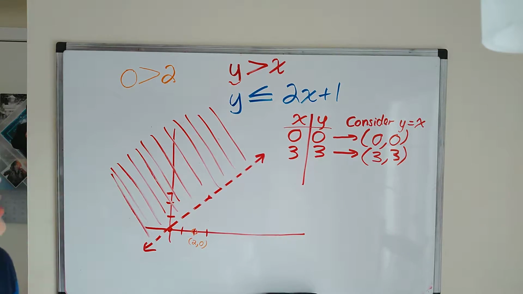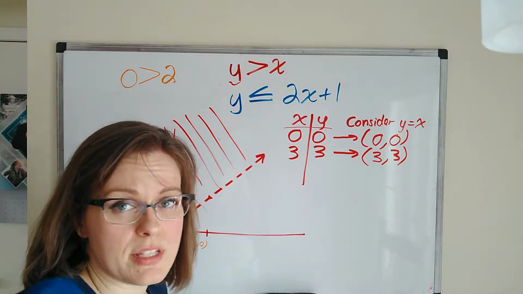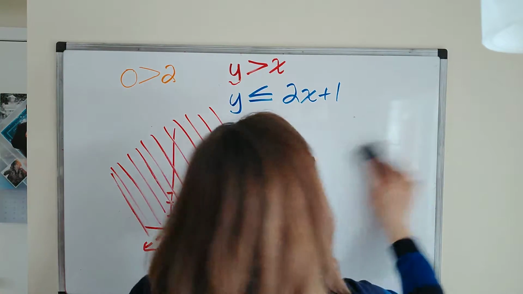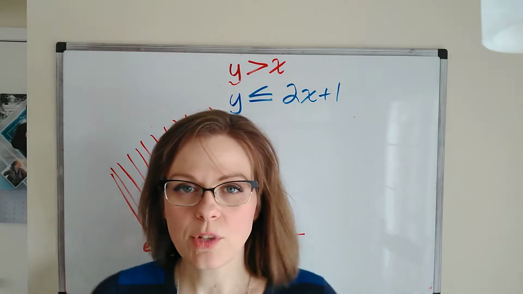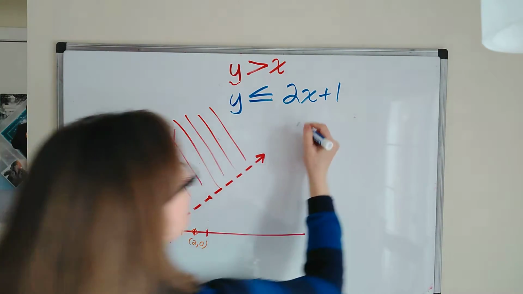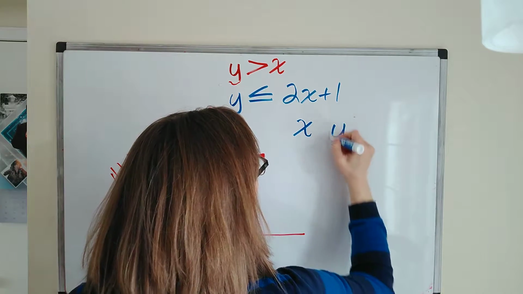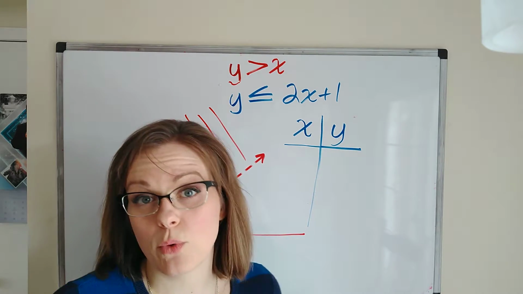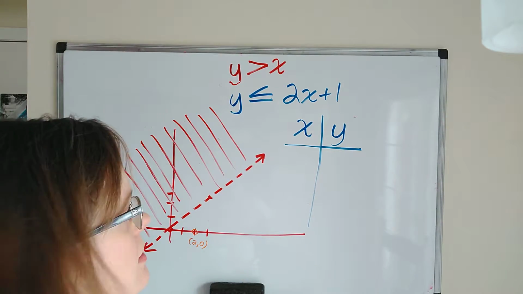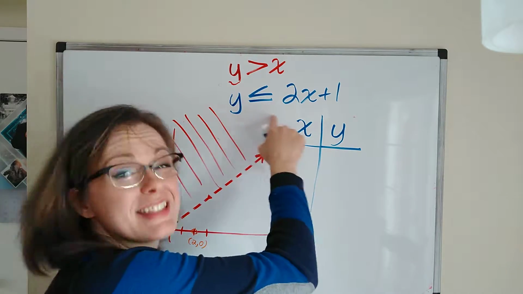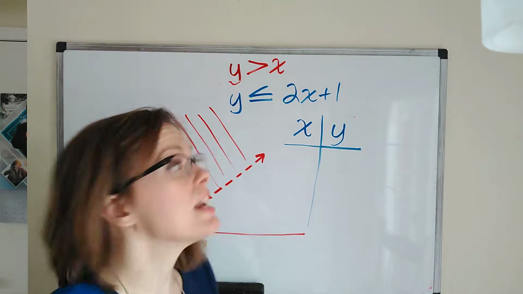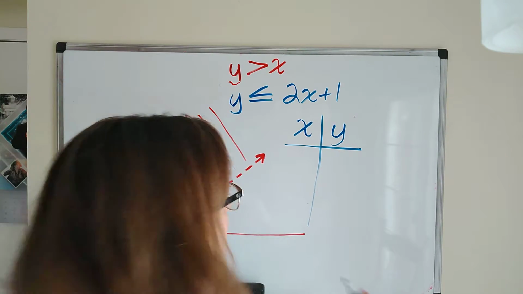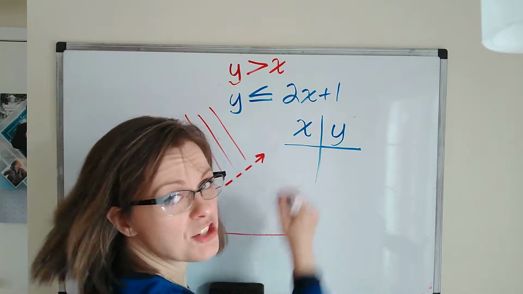All right. Well, let's go ahead and graph this inequality too and see what happens. So I'm going to go ahead and use the t-table again. I'm going to choose a couple of values for x and see what would happen to y in that case. But again, I'm not going to consider the inequality right away. First, I'm going to think of the line y is equal to 2x plus 1. So maybe I'll jot that down right here.